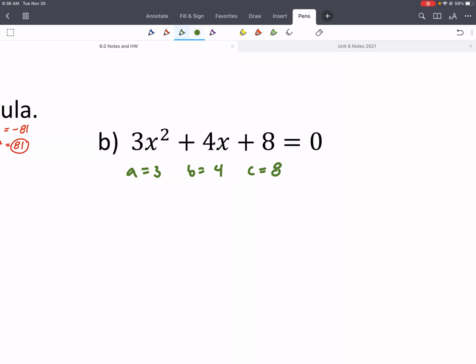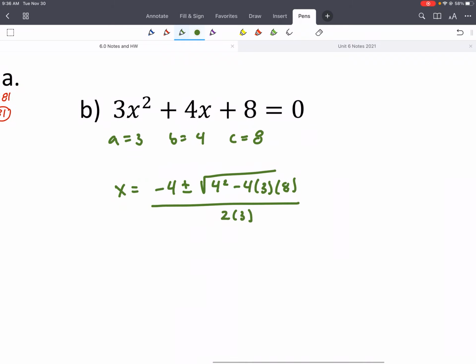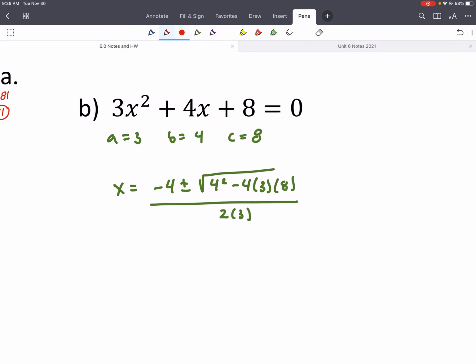All right, next we substitute it all in, so x equals -b plus or minus the square root of b squared minus 4ac all over 2a. Okay, so we plugged it all in. Now we'll simplify, or we'll find the discriminant, or the radicand, what's inside the root. 4 squared minus 4 times 3 times 8. And I get -80. So we'll get -4 plus or minus the square root of -80 all over 6.